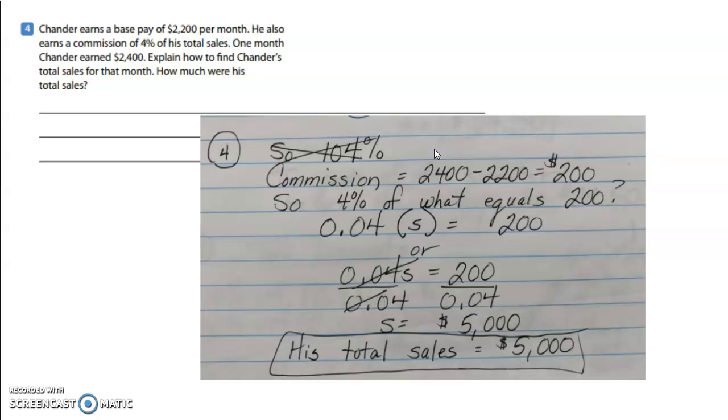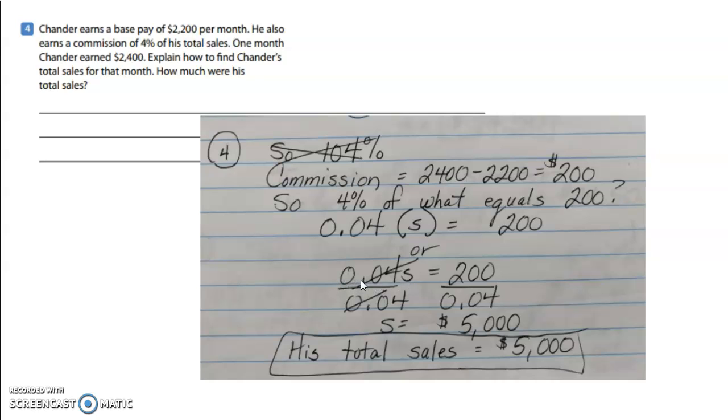I used a little algebra here. I'm calling the sales S. So here's what I know: 4% times S is going to equal 200. Remember that of often means to multiply. So here's the way I'd write it out in an equation: 0.04 times S. Now, in algebra, when we're multiplying a number by a variable, we can just write it right next to each other. It's kind of a cool thing. Anytime a number is written right next to a variable, it's multiplication.